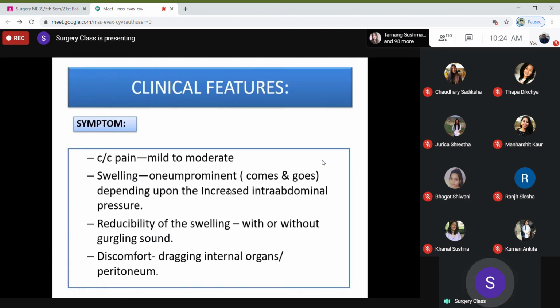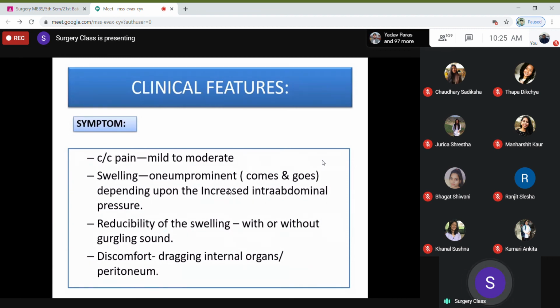Then clinically, what happens in general, you can use these points for any hernia. Okay, there will be mild pain because there is stretching of the muscle, so there is mild, moderate, or sometimes severe pain, and you can see a prominent swelling which comes and goes back. That is a reducible type. Depending on the increased intra-abdominal pressure, if you cough, you can see a bulge coming out, and when you relax, it goes back. When you stand up, the bulge comes out, or when you lie down, it goes back. So that is a swelling which comes and goes back.